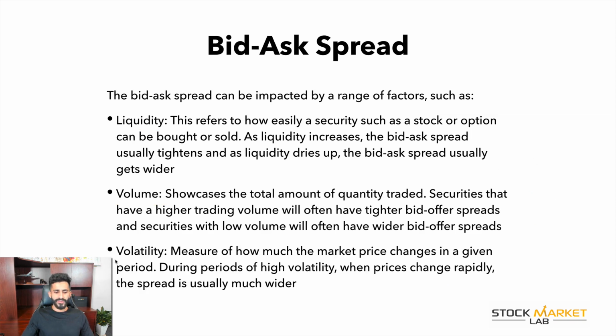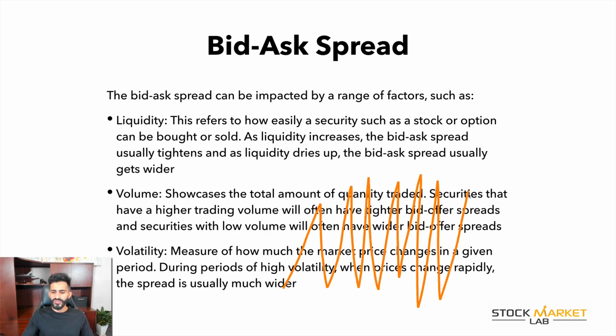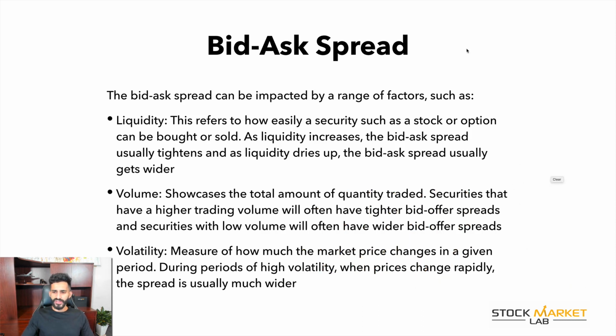And then last, volatility. Volatility is a measure of how much the market price changes in a given period. During periods of high volatility, when prices change rapidly, the spread is usually much wider. Because of those crazy volatile moves, the bid and the ask usually get very spread out. And think about it.